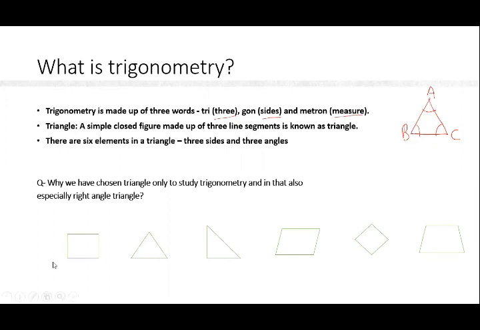If you just see these figures, and if you divide these figures into two or more than two parts, what do you observe? If I just divide this figure into two parts, we can see that the shape of each part is a triangle. If we further divide it into two parts, then again we can see that the shape of all these four parts is a triangle. Similarly, if I divide this triangle into two parts, we can see the shape of each part is a triangle. If you divide this triangle into two parts, we can find the shape of each part is a triangle.